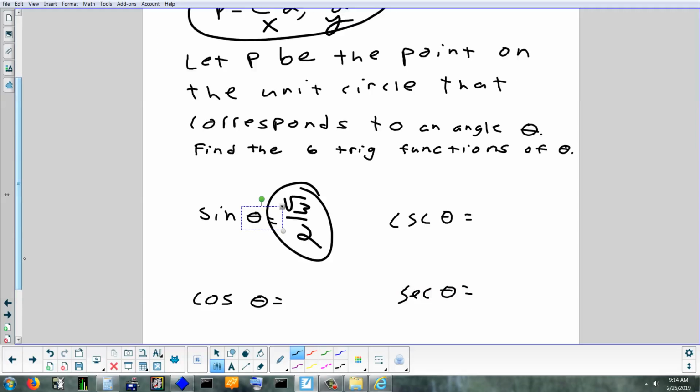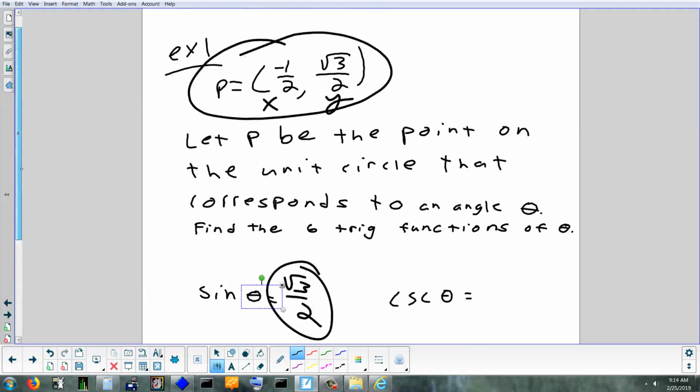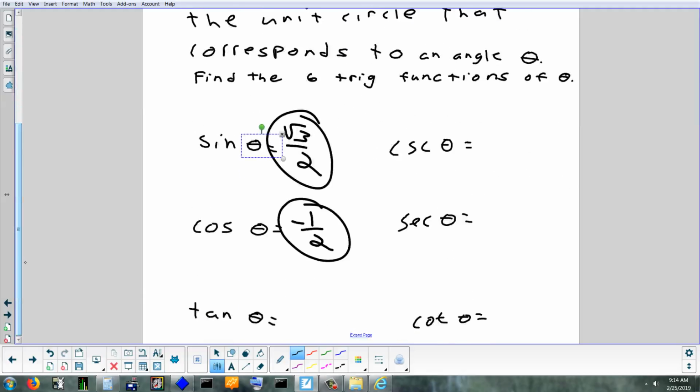Okay, let's look at the cosine. So Ben, what was the formula for cosine? X, and what's my x here? -1/2. Yep, -1/2. If you get the coordinate right, those are the easiest 2 to do because there's no arithmetic at all. The other ones involve either flipping or doing a fraction.